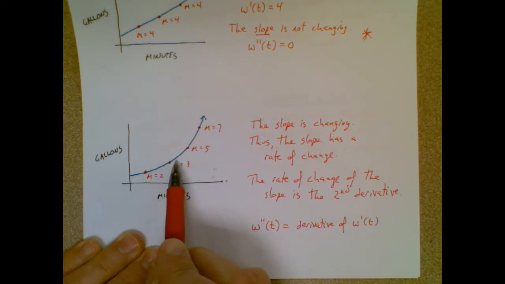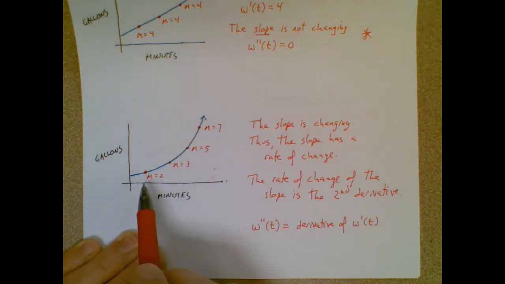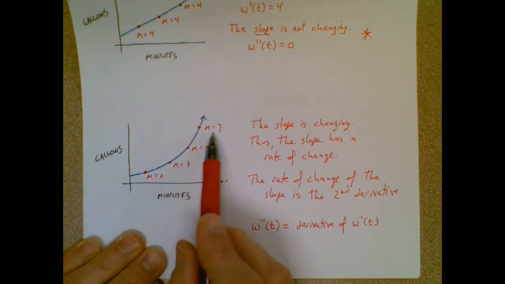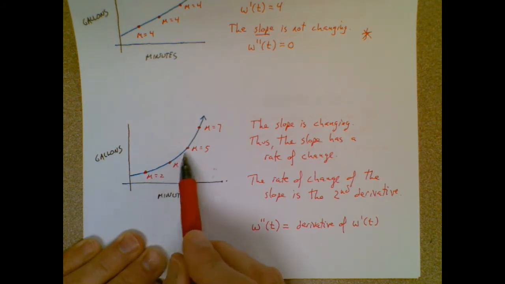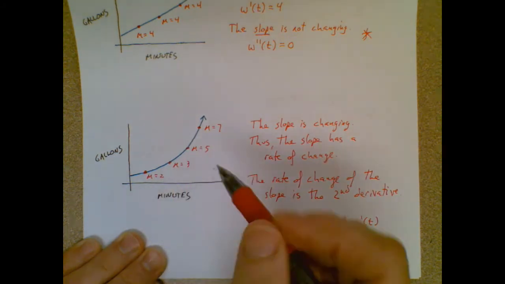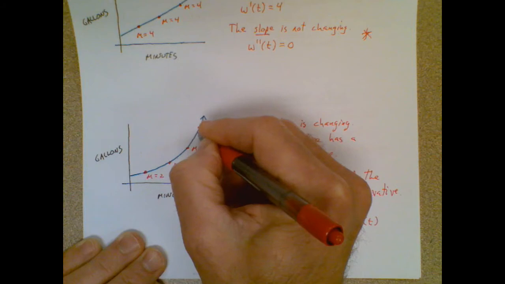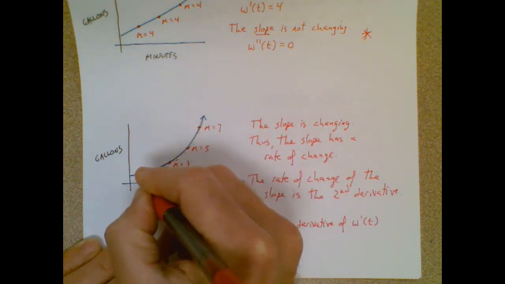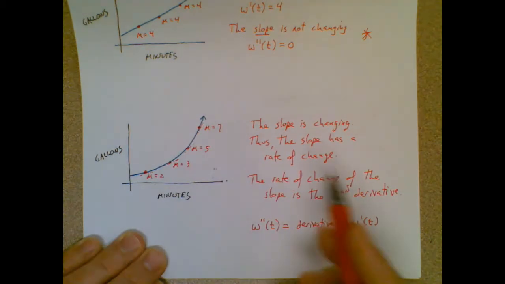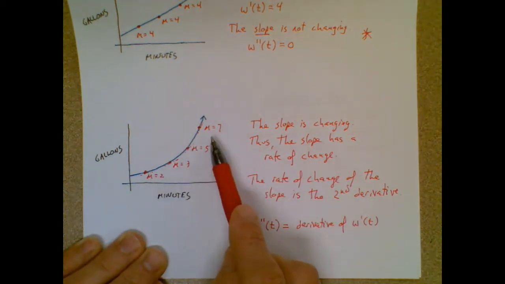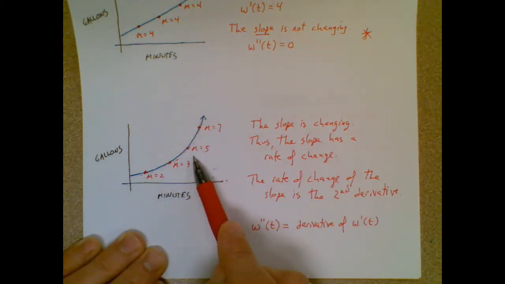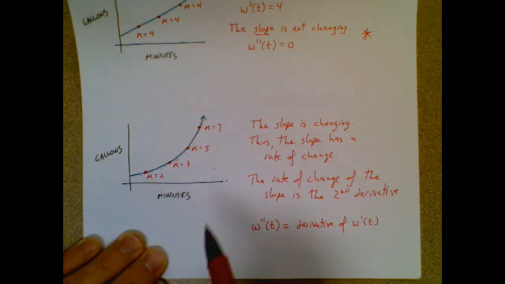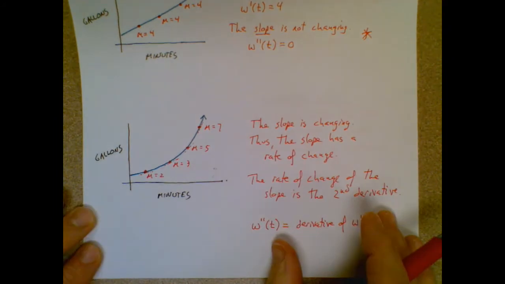As I go along this curvy path, the slope is increasing. The slope is 2, the slope is 3, the slope is 5, the slope is 7. Now remember, I'm talking about the slope of the tangent line. I'm not talking about the y value of the graph. That's a totally different story. This slope represents the derivative. So what I can say is the derivative is changing.